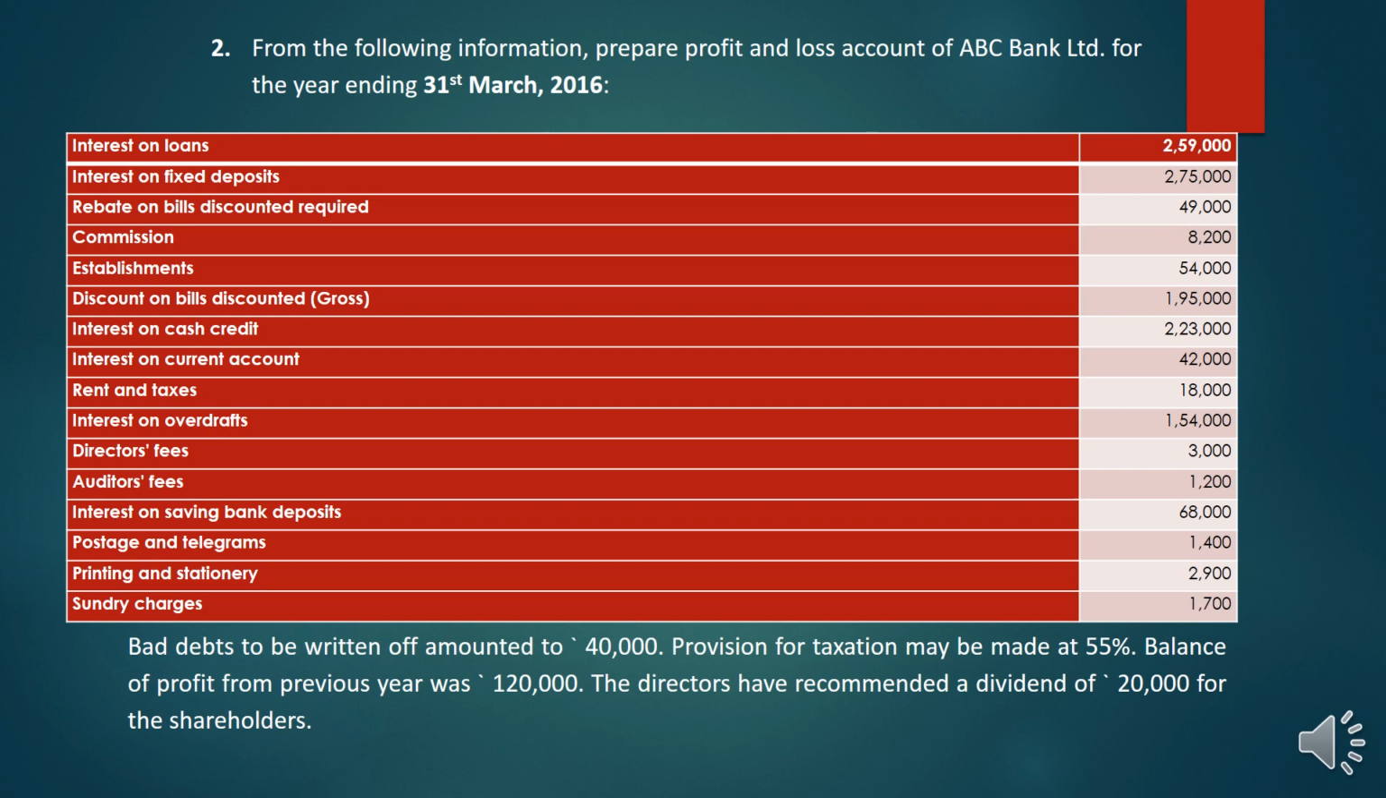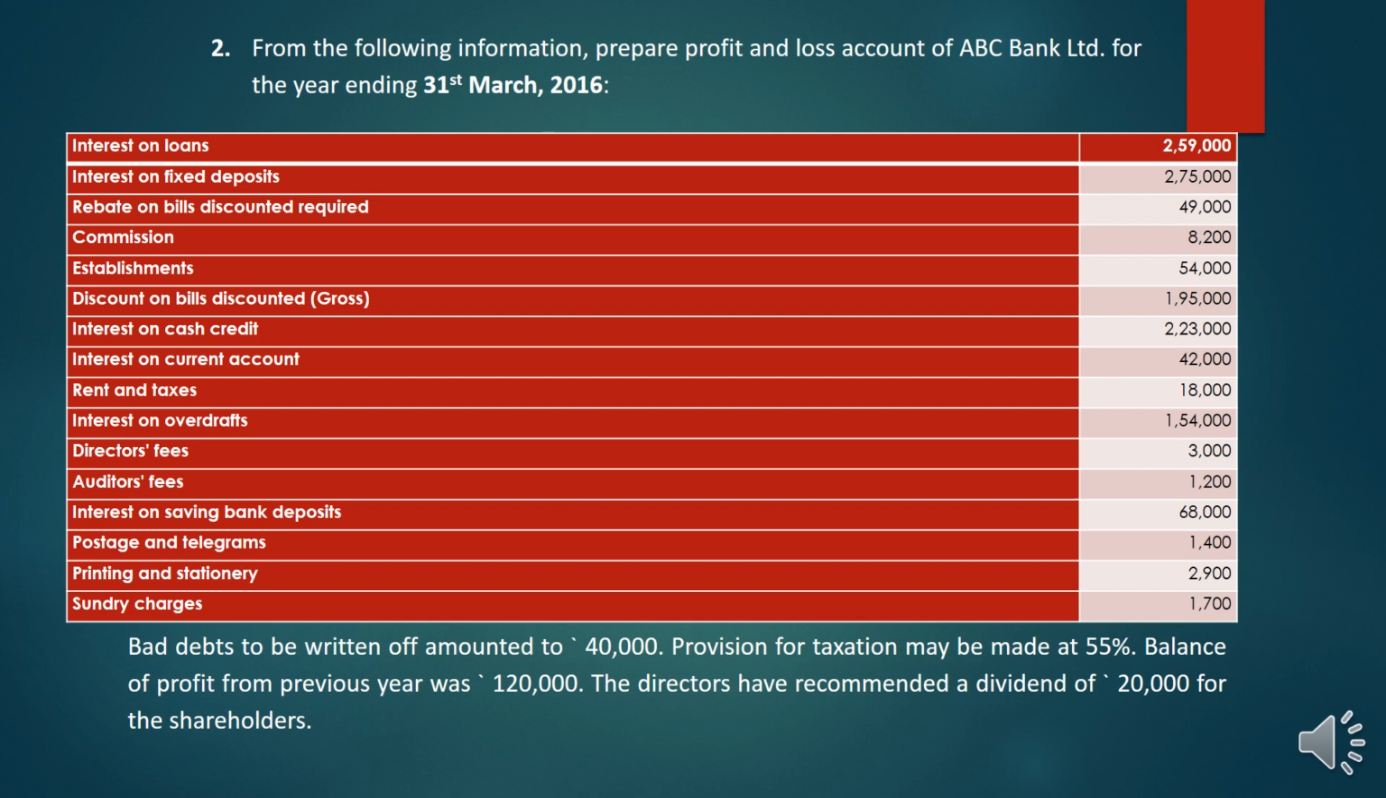Next, adjustments. Bad debt to be written off amounted to rupees 40,000 should be shown under provisions and contingencies. Provision for taxation may be made at 55%. Balance of profit from the previous year was rupees 1,20,000. The directors have recommended a dividend of rupees 20,000 for the shareholders.